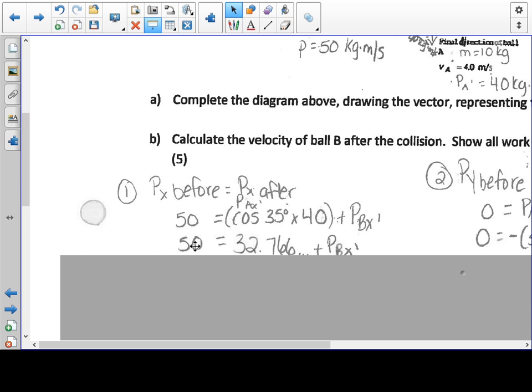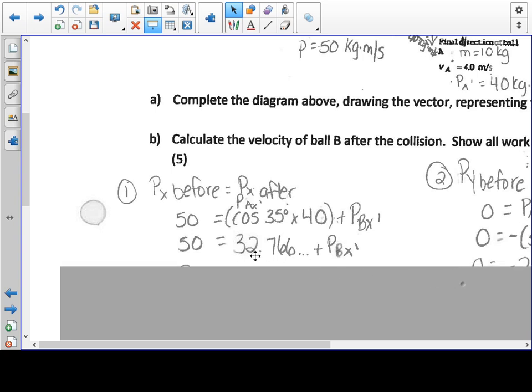To find the momentum of ball A, we know that we had 50 Newton seconds of momentum in the beginning because all of our momentum was in the x direction. After the collision, ball A has a momentum of cosine 35 times 40. Because that's the trigonometric ratio that we use, plus the unknown momentum of ball B in the x direction. Cosine 35 times 40 is equal to approximately 32.8, 32.766. Remember, it's probably a good idea to keep those units.